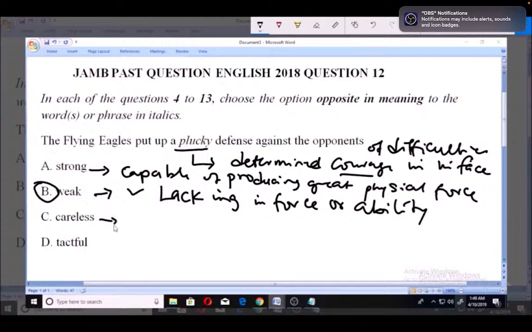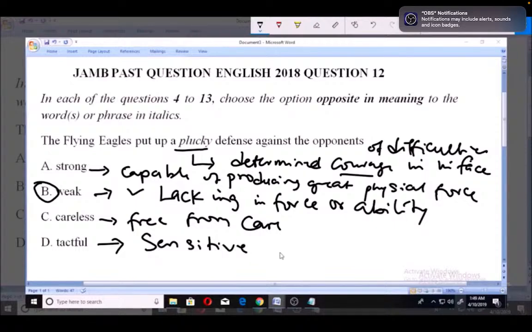Now what is careless? Careless means free from care. You don't care much. So you don't actually care. Somebody that doesn't care is said to be careless. Now tactful. What's the meaning of tactful? Tactful simply means able to deal with people in a sensitive manner. You're dealing with things in a sensitive manner. That's the meaning of being tactful. That means you're very careful. So it could be the opposite of this one.